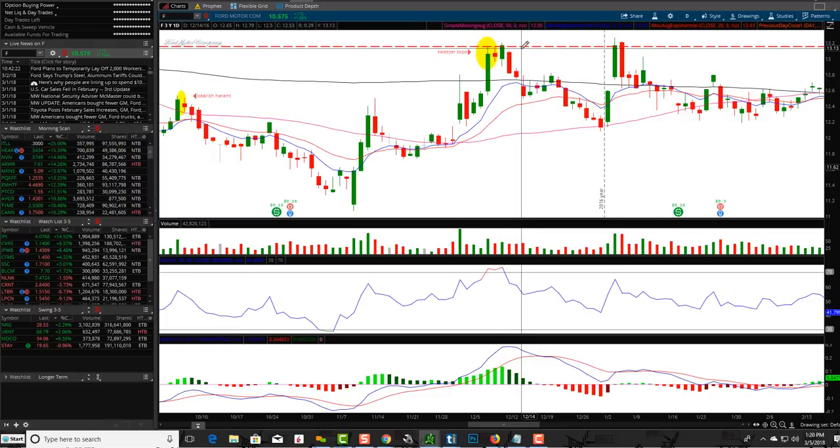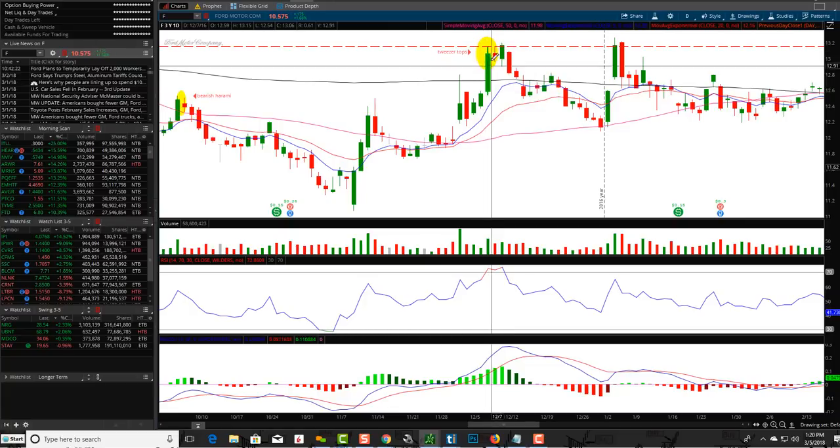Now, this is where we tell people don't get bogged down too much in the minutia of things, because sometimes you might get a wick that might be a tiny bit taller than this other one. That doesn't mean it can't be a tweezer top and can't reverse. So it's never going to be like 100% exact. Sometimes you'll see a great pattern like this, but a lot of times it'll be very, very close.